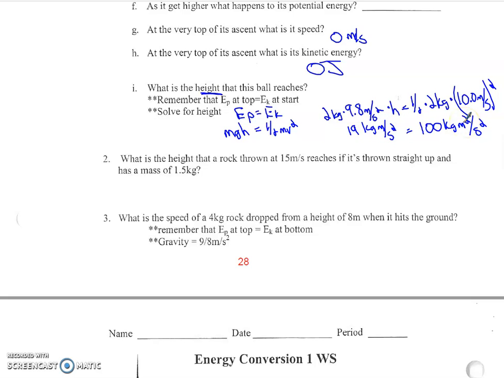And that's why we're going to end up getting meters at the end. It's 19.6. So now all we have to do is we want height by itself, so we divide both sides by 19.6. So the height should end up being, after you take 100 divided by 19.6, you get 5.1 meters as your answer.